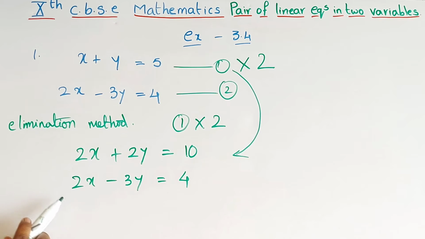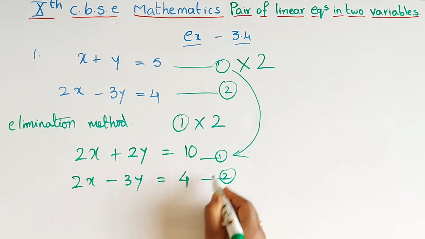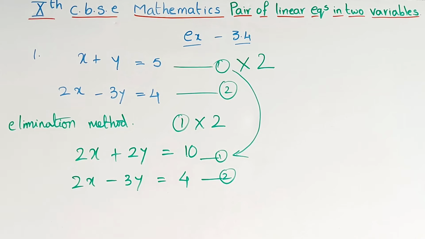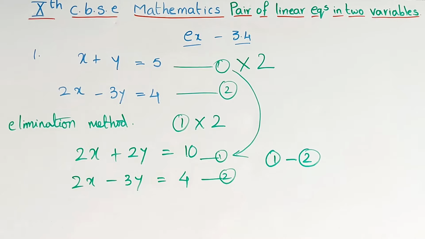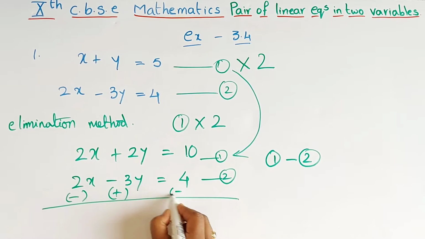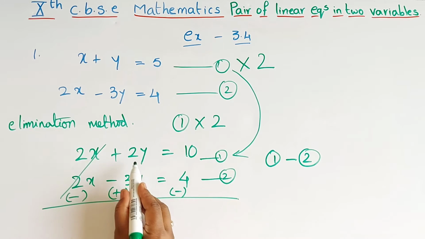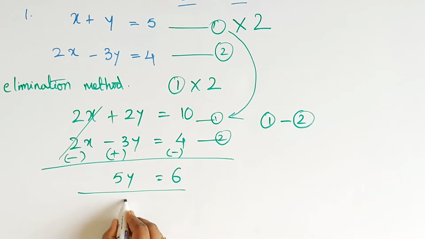Now observe the terms, 2x, 2x here. If you subtract first equation with second equation, you can eliminate the x term, right children. So let us subtract 1 minus 2, right children. For subtracting we have to change the sign, here minus, here plus and here minus, correct children. Now 2x minus 2x will get cancelled, it is 0, plus 2y plus 3y, that is 5y, 10 minus 4 children, it is 6. Now y equal to 6 by 5 children, correct.